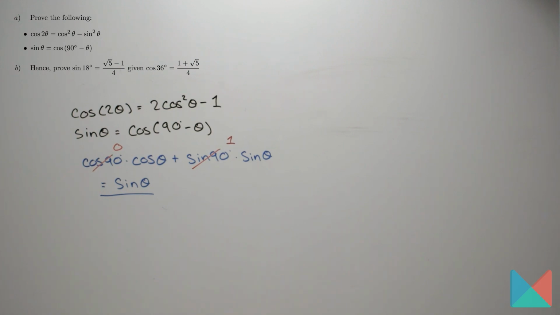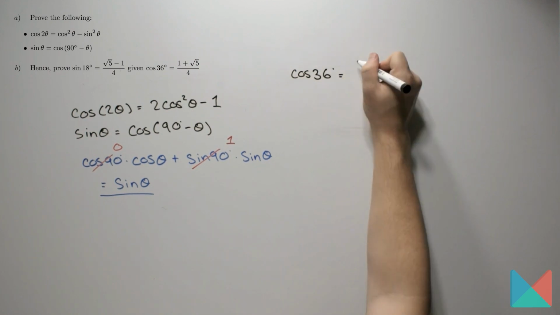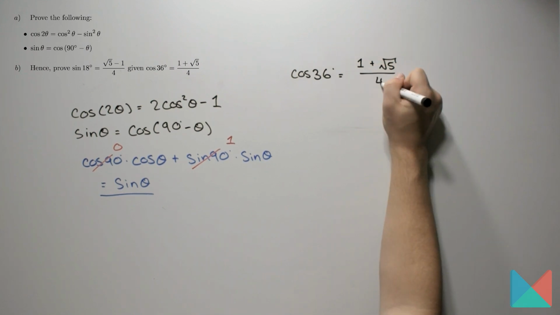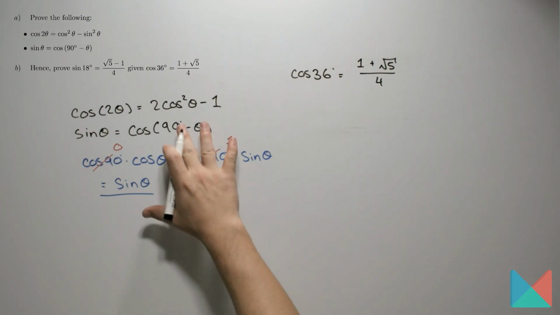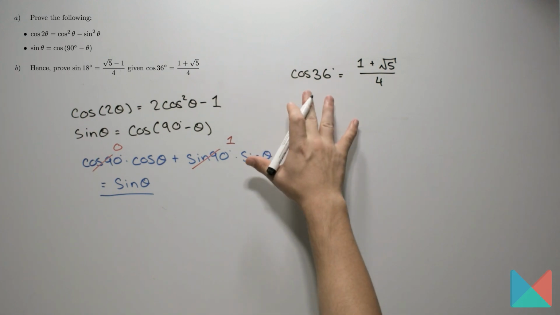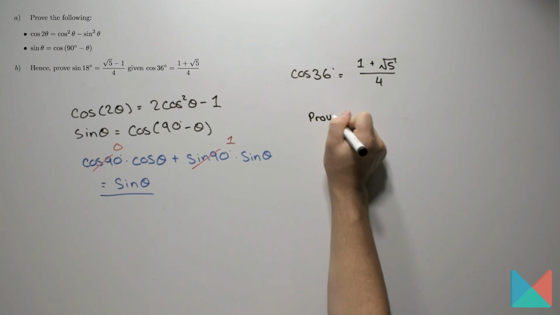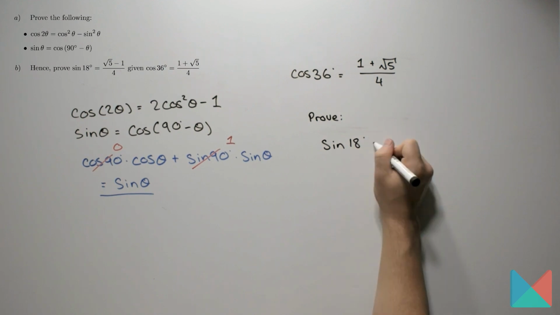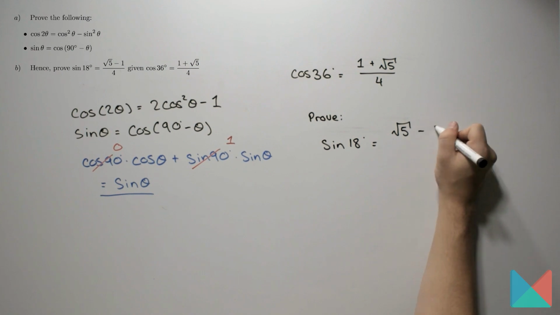Part B gives us some more information that cos of 36 degrees has the exact value of 1 plus the square root of 5 divided by 4. And we have to use the facts that we found in part A, these identities, and our information for the exact value of cos of 36 to prove that sine of 18 degrees has the exact value of the square root of 5 take 1 over 4.